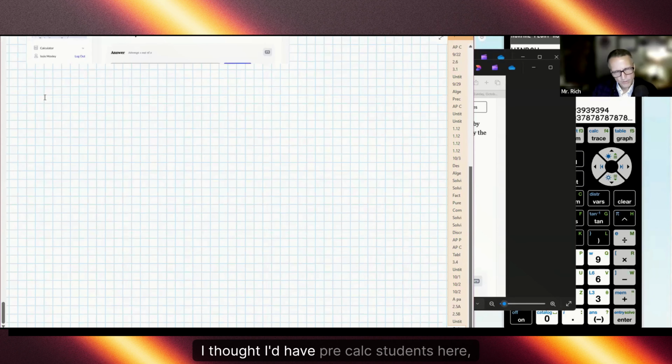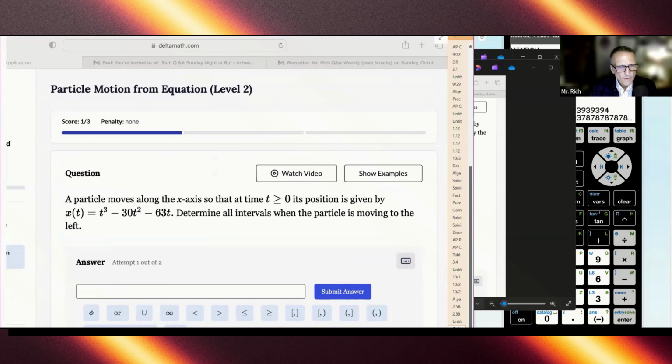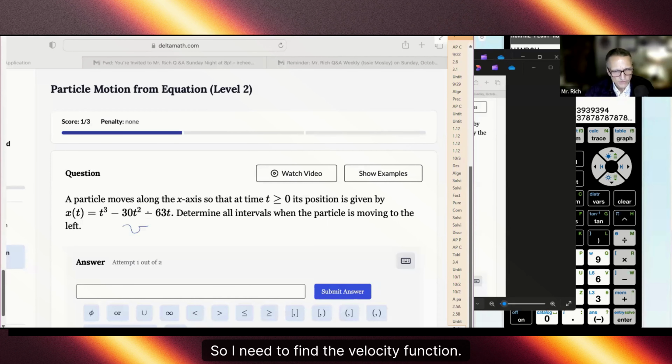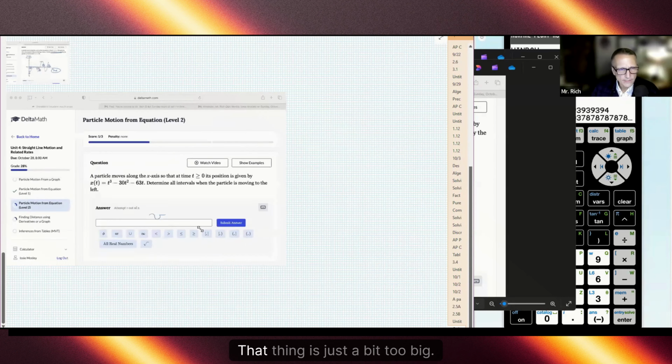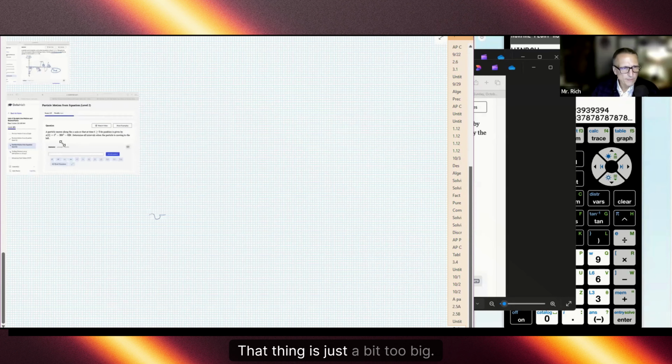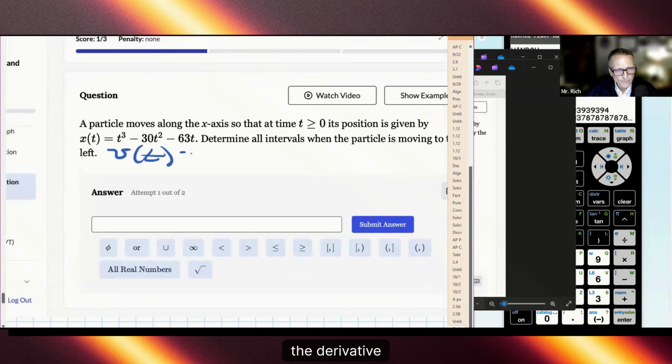Another question. Calculus. A particle moves along the x-axis at time t greater than or equal to 0, so its position is given by that. Determine all intervals when the particle is moving to the left. Well, the particle is going to be moving to the left when the velocity is negative. This is the position, so I need to find the velocity function. I'm going to squeeze this thing, it's just a bit too big. All right, let's zoom in here. I'm going to get the velocity function by taking the derivative: 3t squared minus 60t minus 63.